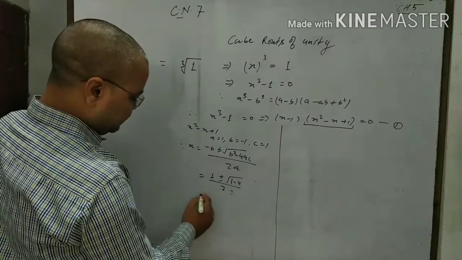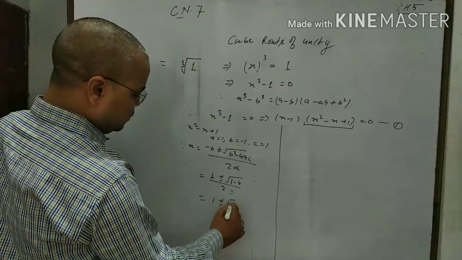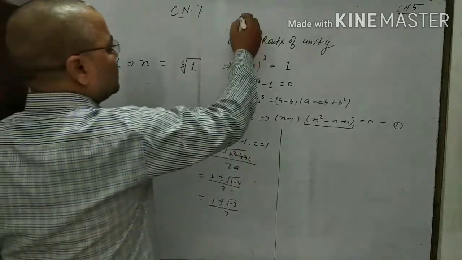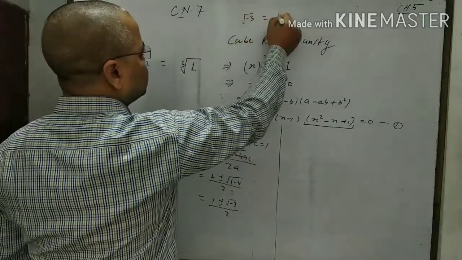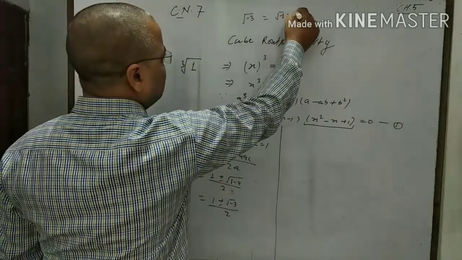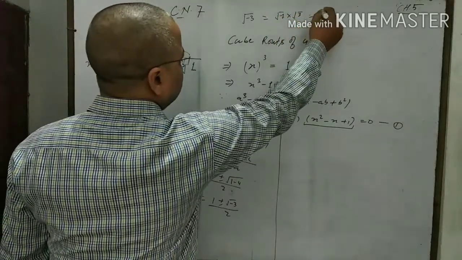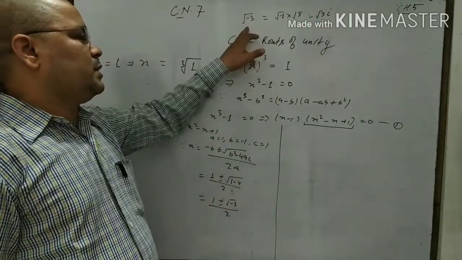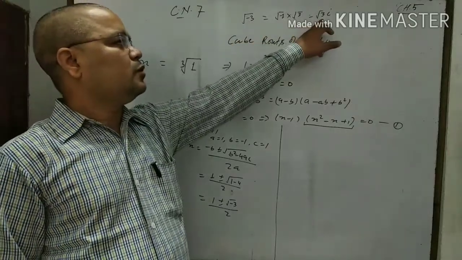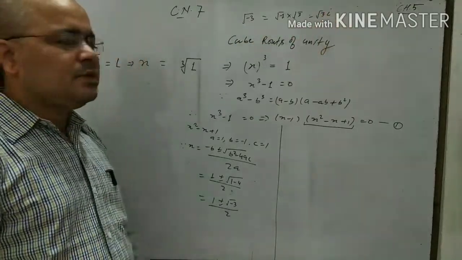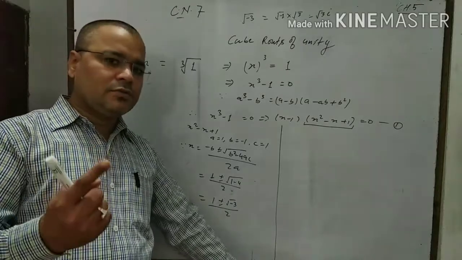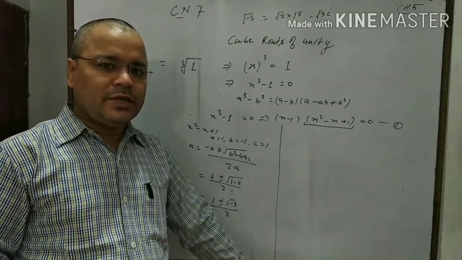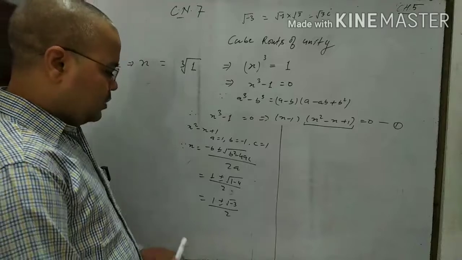Or we can write here minus 1 plus minus under root minus 3 by 2, and here under root minus 3 can be written as under root minus 1 into under root 3, or we can write root 3 into i. I means iota. Who was the first one who thought about the iota? Do you know the name of that person? Euler. Okay, Euler was that person.